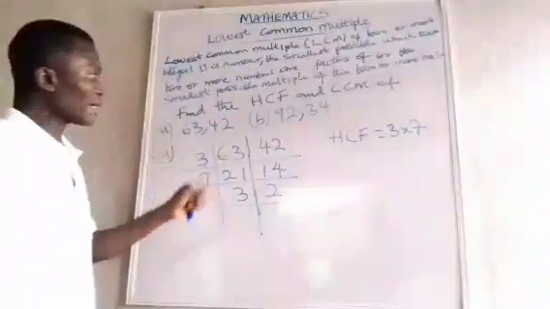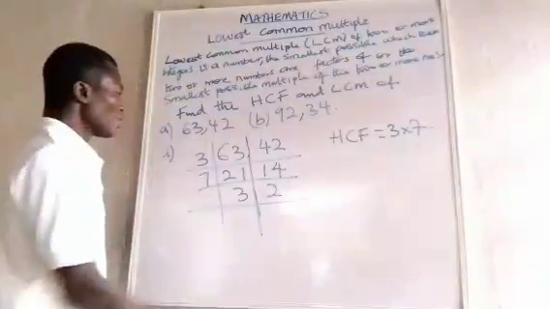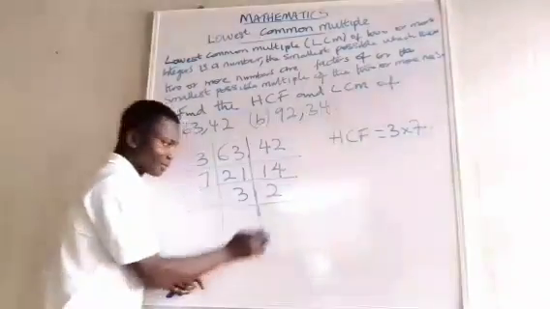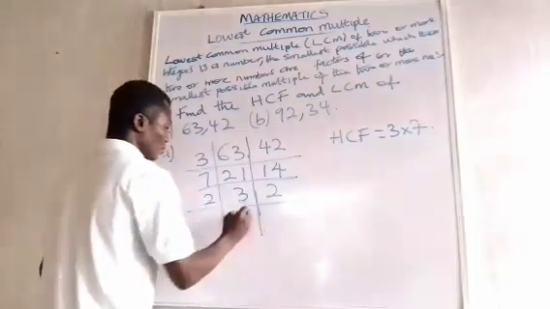But from here, we can now go on to find LCM. For LCM, we divide until we get 1 beneath each number. So let's see. 2 here, you have 3, you have 1.